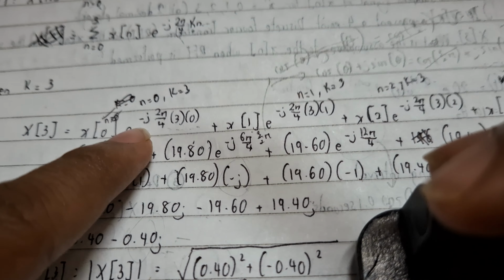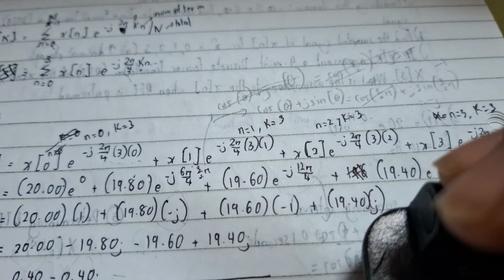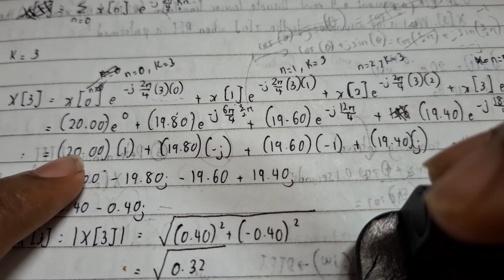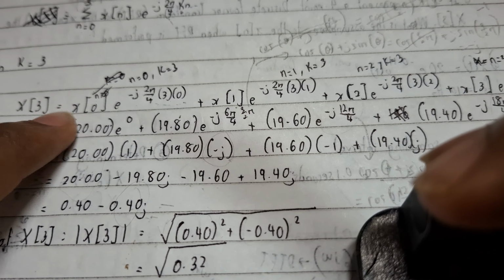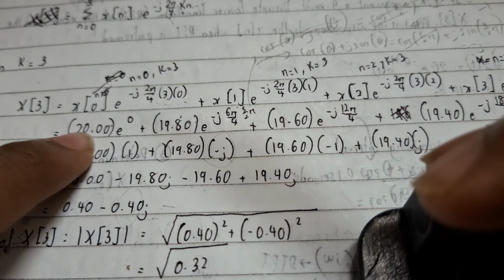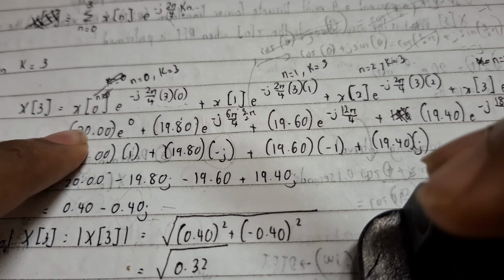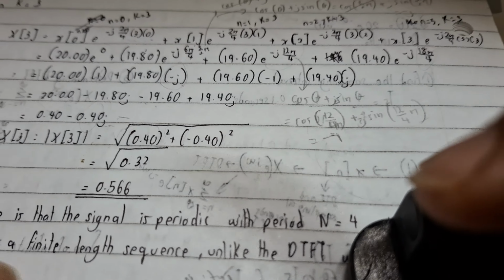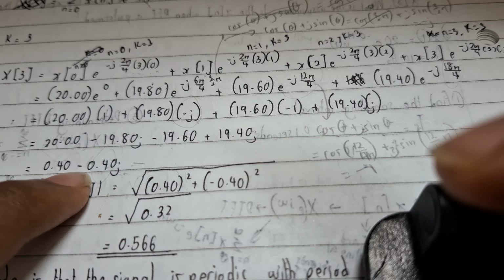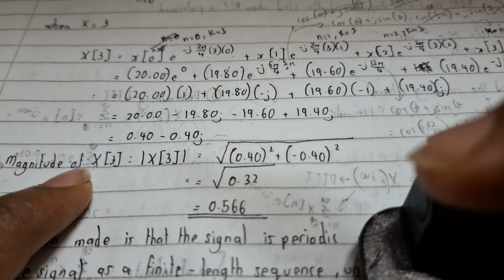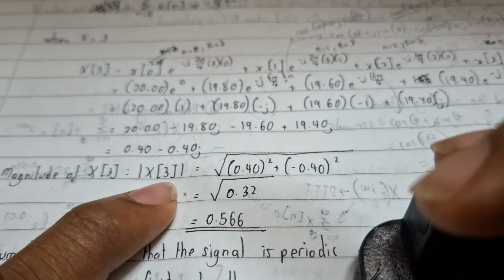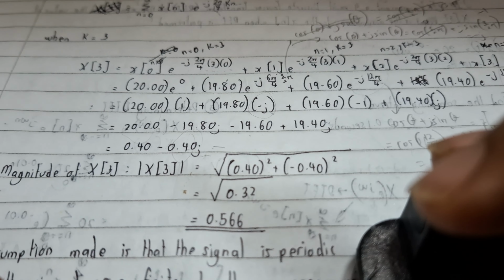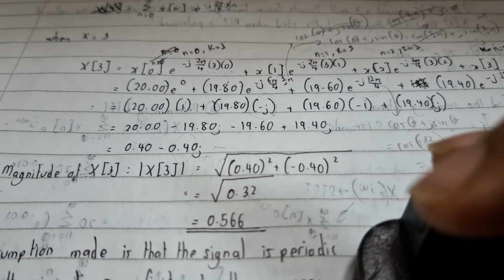Eventually we substitute 0, 1, 2, 3 into this summation equation, and x[n] I'm going to substitute with the answers that we got, which are 20, 19.80, 19.60, 19.40. Eventually I get this answer, whereby for k equals 3, X[3] is 0.40 minus 0.40j. I'm going to find the magnitude of X[3], which I'll get as 0.566.